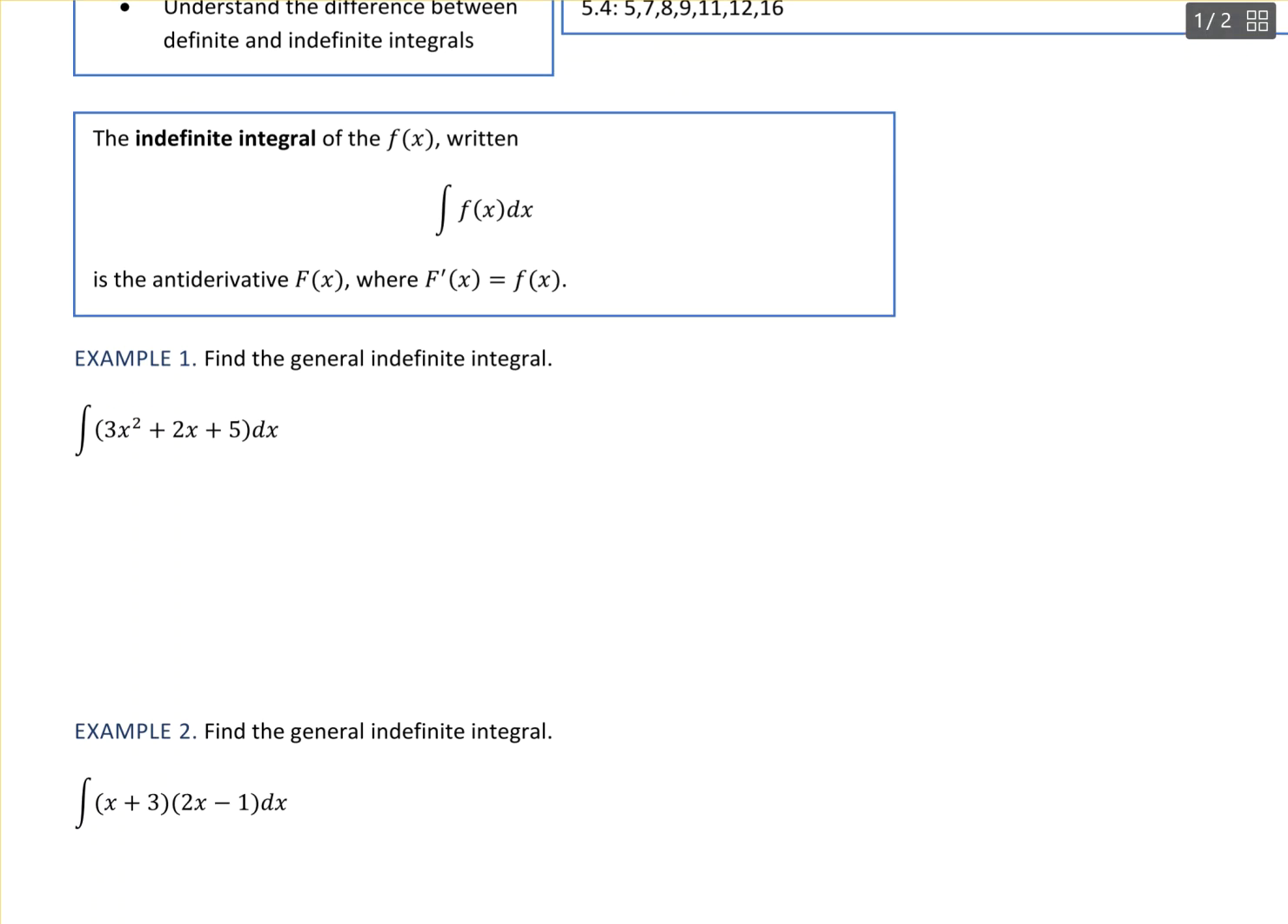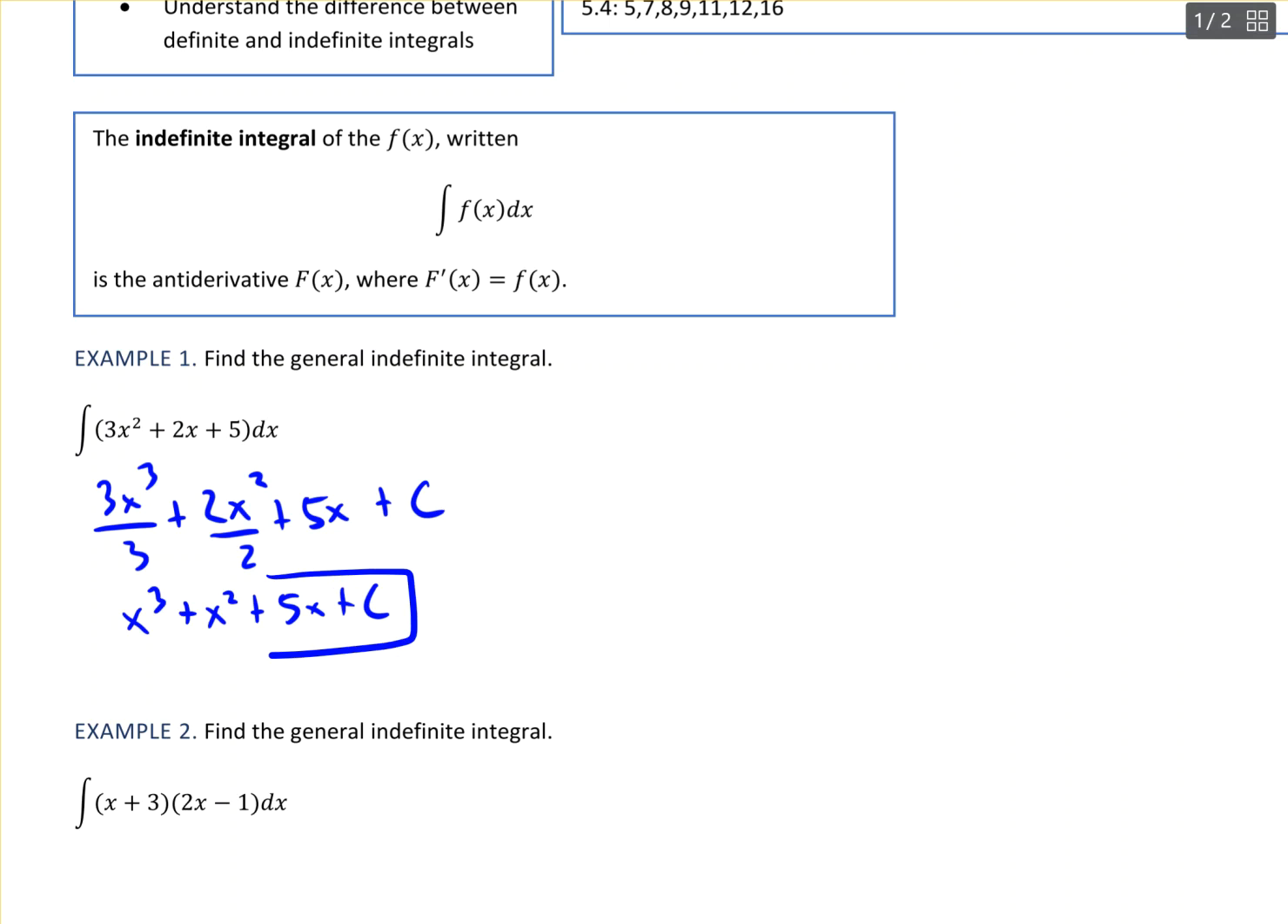So if I'm looking at this guy, the antiderivative of 3x squared, again, I'm going to add 1 to the power and divide by it. So I get 3x cubed over 3 plus 2, again, x to the 1, so it becomes x squared over 2 plus 5x. And then this one I'm going to have to remember to add plus c because this is an indefinite integral, not a definite integral, so we're going to have our constant in this case. So there's our first example.